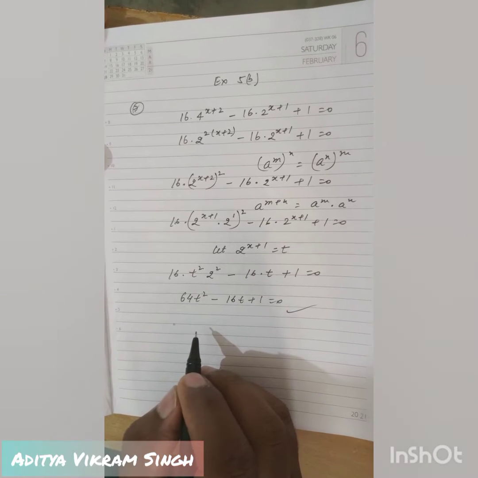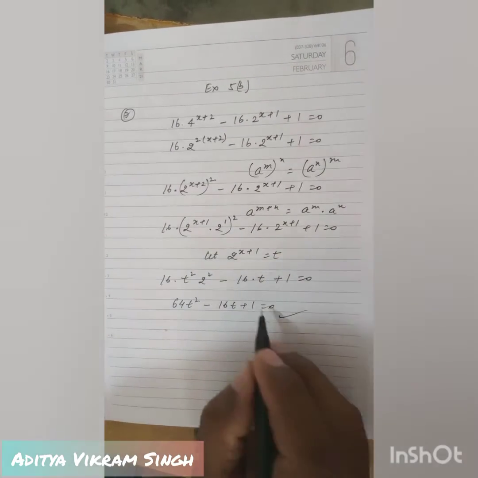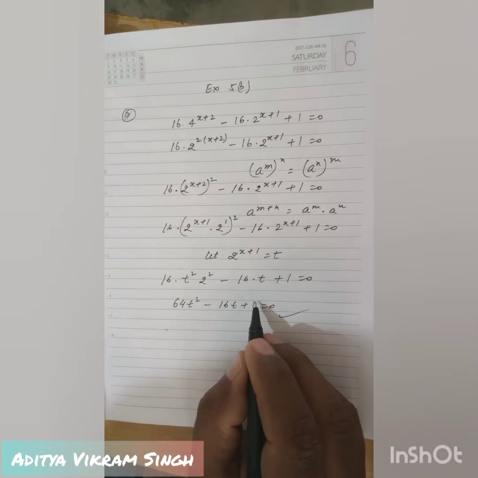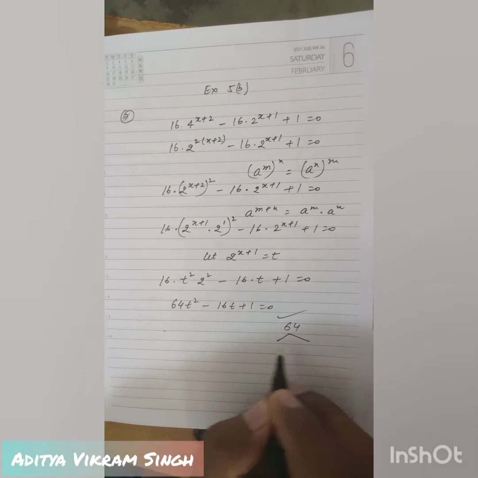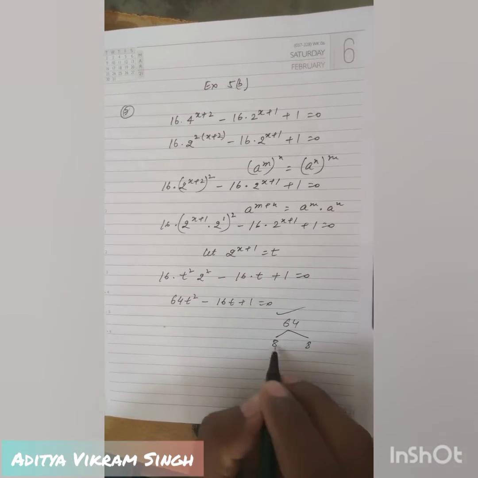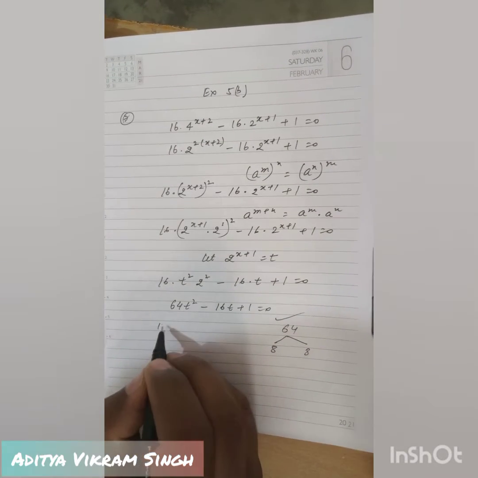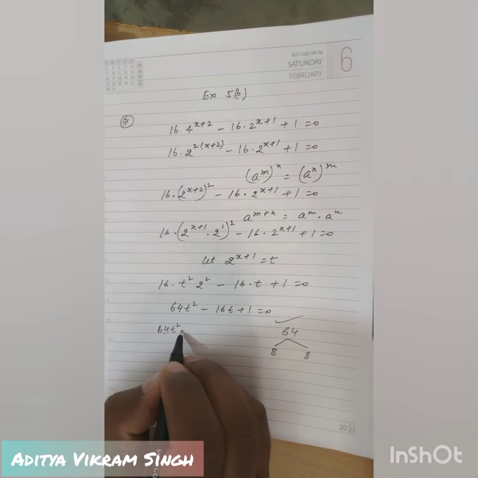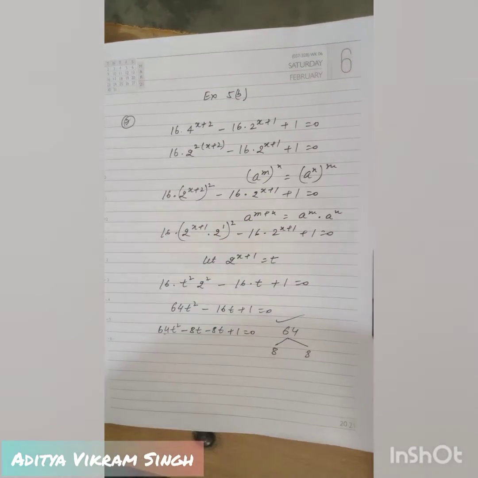Now we have to solve this quadratic equation to get the value of t. This is 64 and this is 1. We have to multiply 1 with the coefficient of t square, which is 64. Now we have to divide in such a way that we get 16. So how can we divide? 8 into 8 is 64, while adding this we get minus 16. So this is 64 t square minus 8t minus 8t plus 1 is equal to 0.